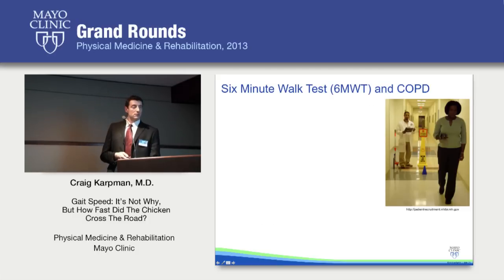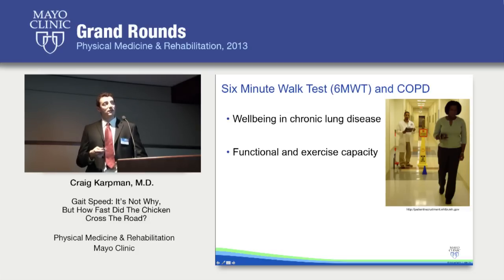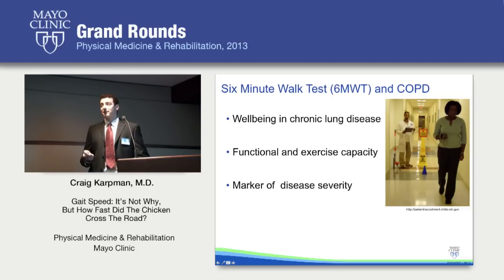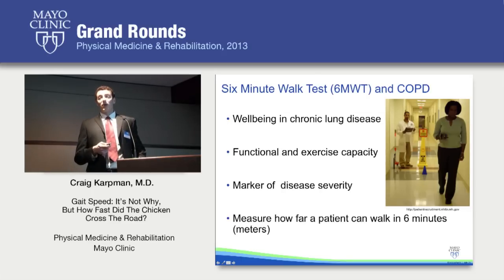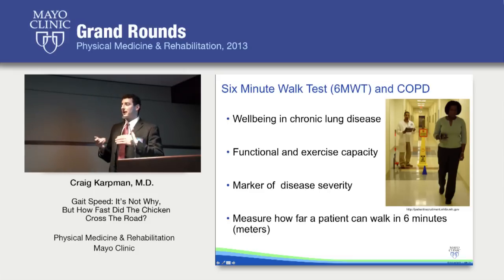And for COPD, we already have a test that we have been using for many years. It's a marker of well-being in basically all chronic lung disease, a marker of functional exercise capacity and disease severity, and it's the 6-minute walk test. I don't know how many of you have been exposed to that before, but basically we give the patient 6 minutes to cover as much ground, or as long a distance, as they can in that time.